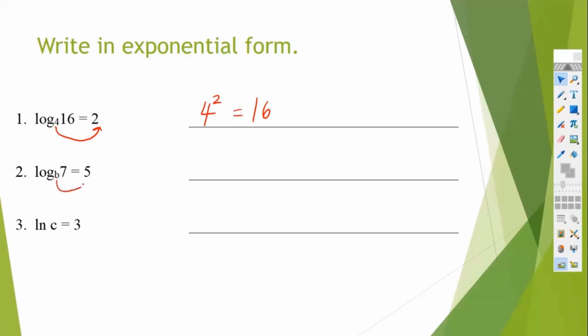My base to my output: 5 to the 7... my argument was 7. Okay, natural log. Remember, it's log base e of c equals 3. Natural log means that you have a base of e. Following the same rule, my base is e, my output is 3, and my argument is c. So we end up with e to the third equals c.